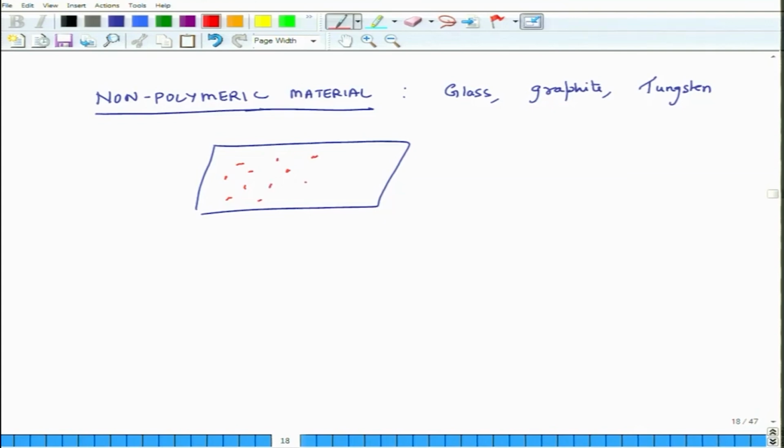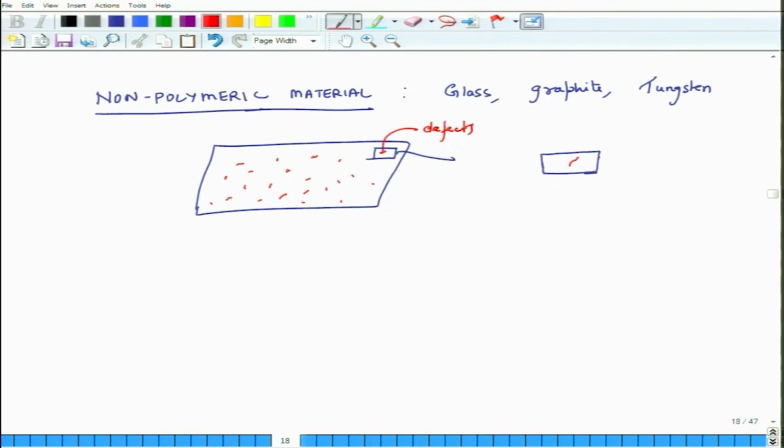These defects could be anything. So, these are all defects. So, these red things are defects. And if I zoom in on this much small area, then what do I see? I will see, so this is a zoomed in version, I will see a defect something like this.